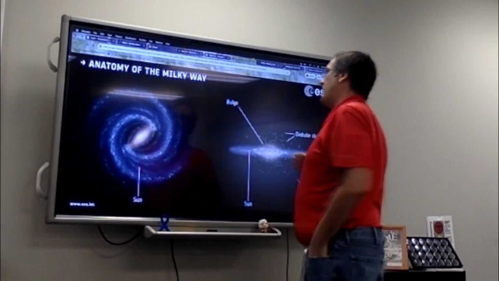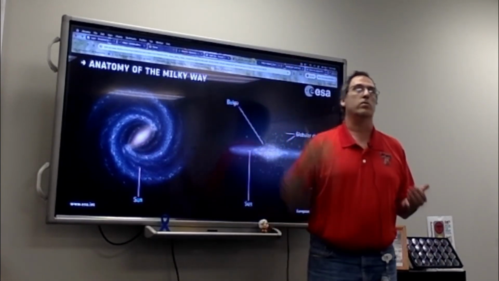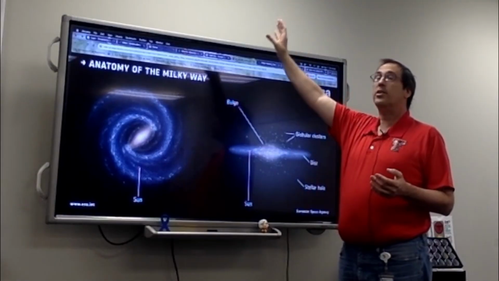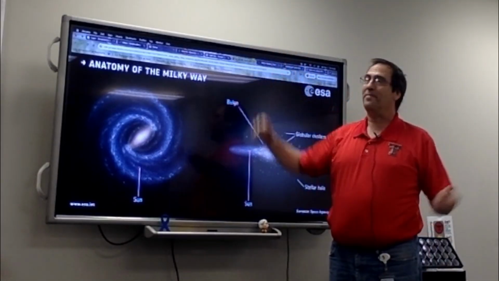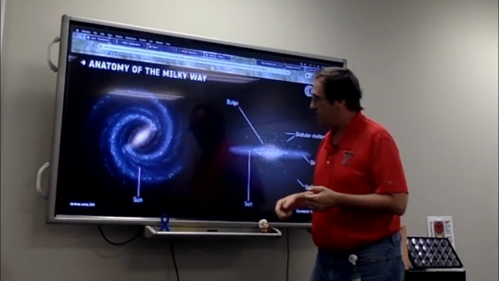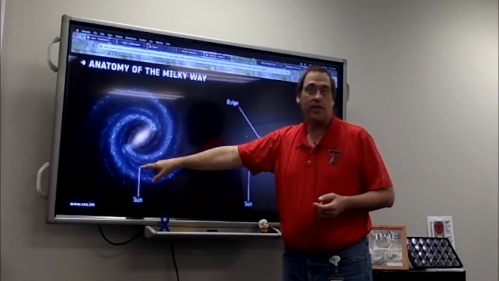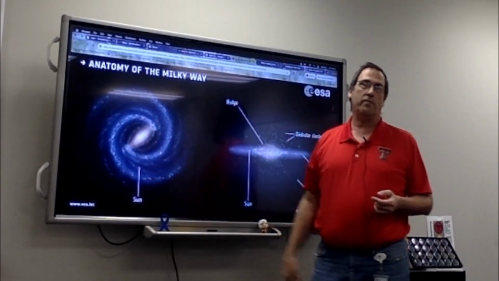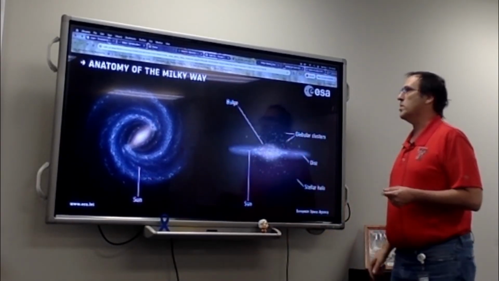In fact, if you go out to the night sky and you look up, you see what looks like a little milky splash, and that's where we get our name, the Milky Way galaxy. That's because we're in the middle of this bulge. We are right about here. So we are quite some distance away from the center of the Milky Way.